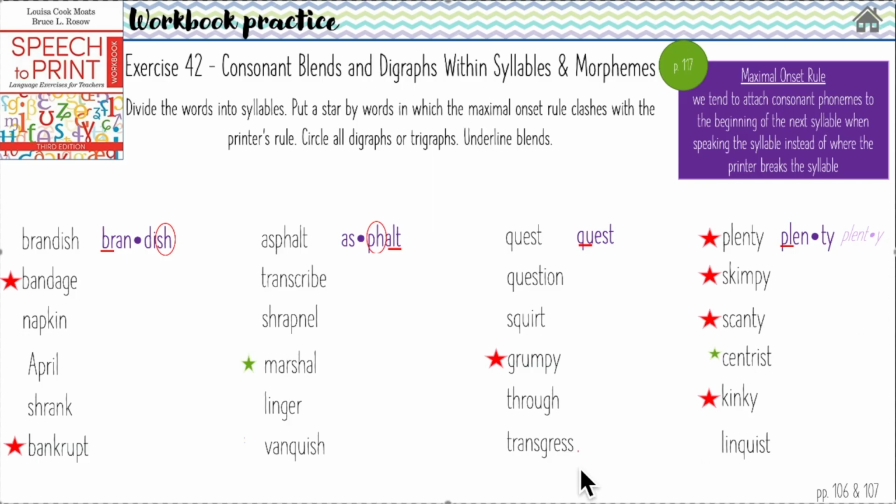So go ahead and pause and play around with it a little bit and see where that maximal onset applies. This is when we speak it. That's how the dictionary is and when it messes with it. And other things that make it maybe a little bit more tricky when you're talking about building words with multisyllables and some of these occurrences.